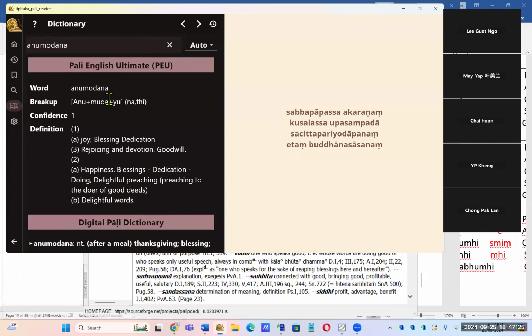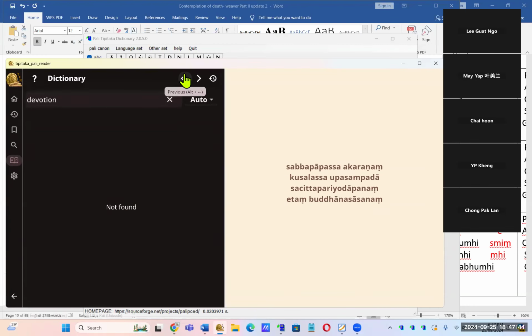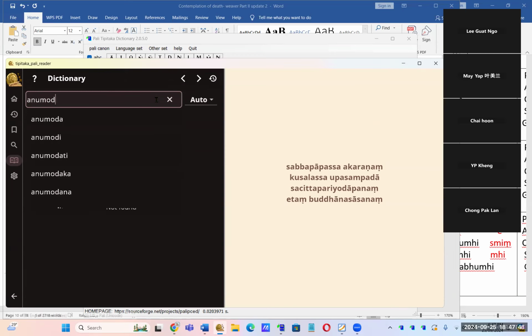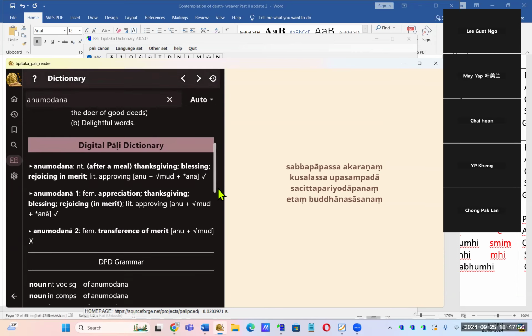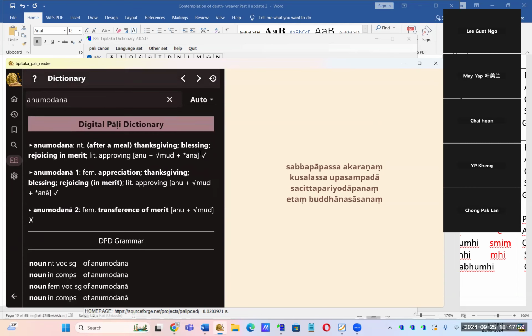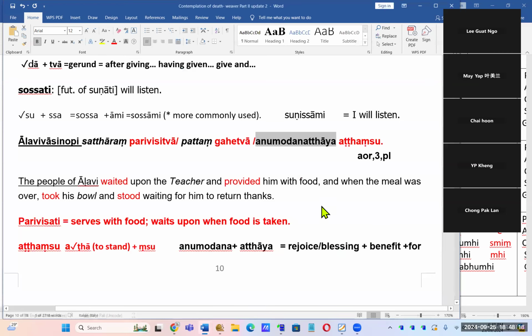Okay, anumodaya. Now this amodana, we can translate as blessing, rejoice. Sorry, I accidentally clicked it. It goes very fast. Too sensitive. So I had to press anumodana. Okay. Blessing, happiness, rejoice. Anumodana, sometimes we call it Thanksgiving after the meal. Blessing, rejoicing on merits, appreciation, right? Transfer of merits. So normally when we say transfer of merits, we use the word anumodana here. So it means that after the food, the Buddha is supposed to give some rejoicing blessing, so attaya.